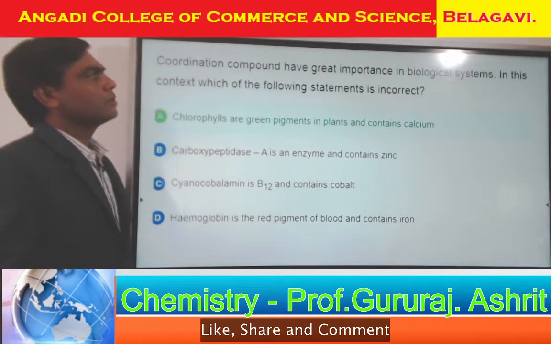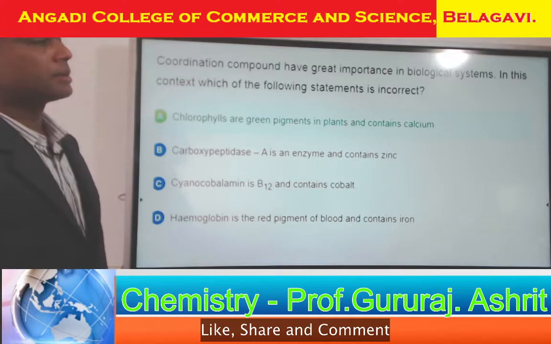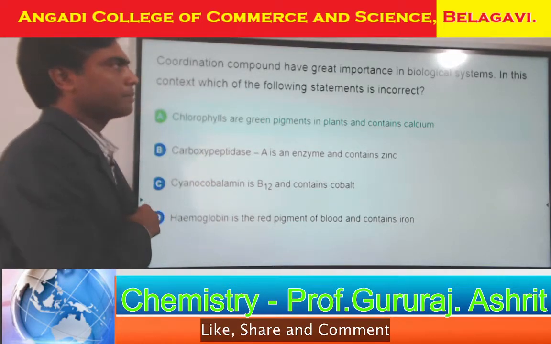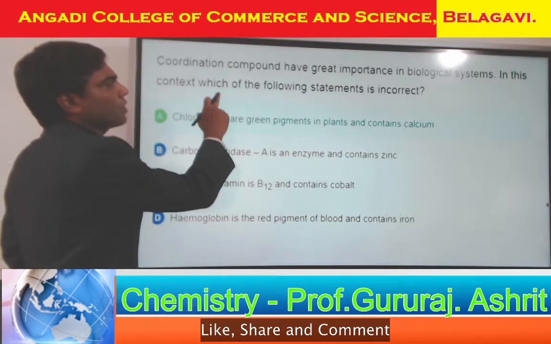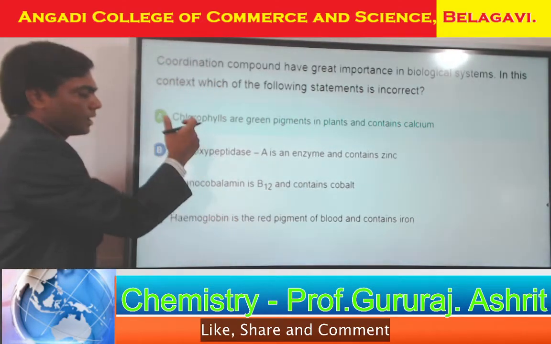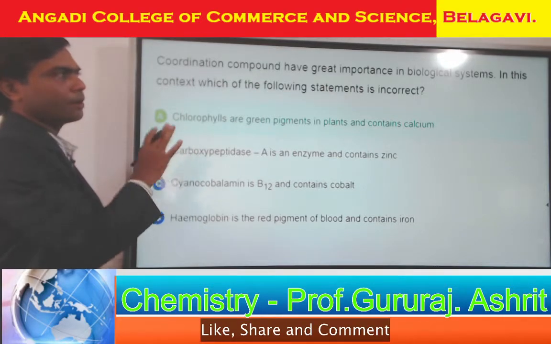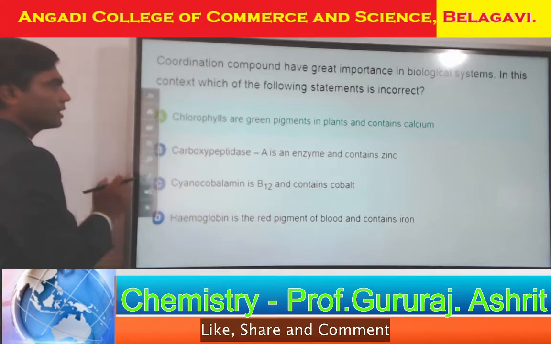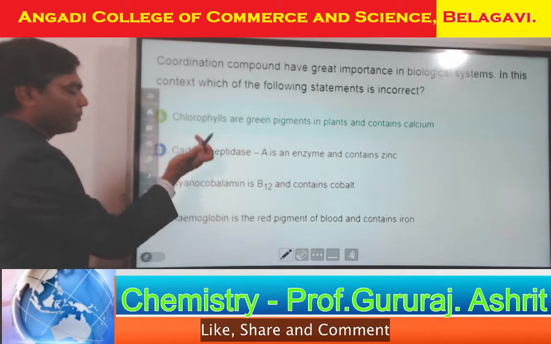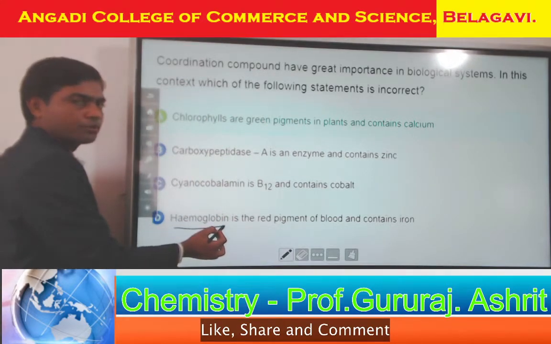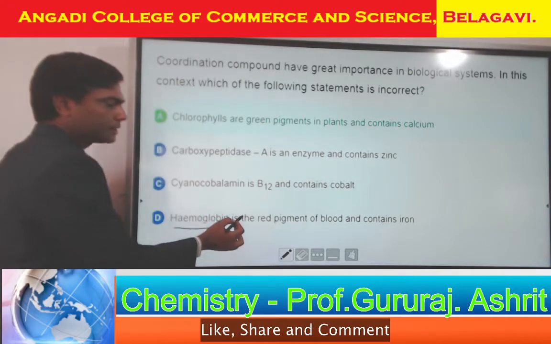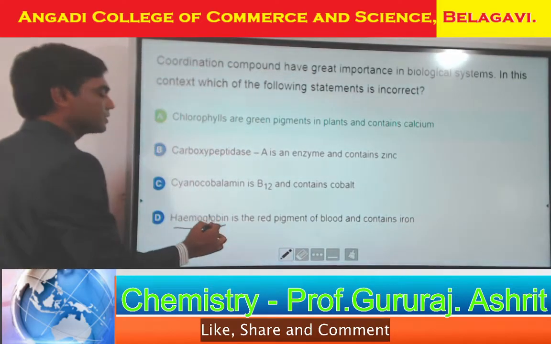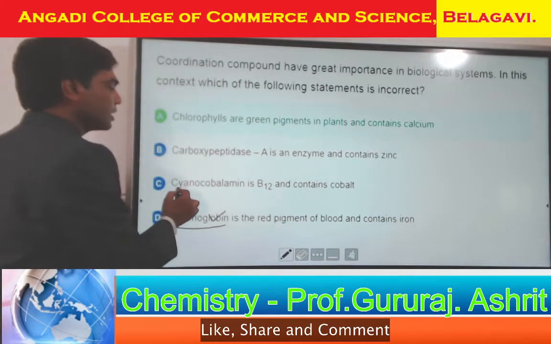Coordination compounds have great importance in biological systems. This question is related to the application of coordination compounds. In this context, which of the following statements is wrong? He has given four options. You have to identify the wrong statement related to biochemistry. Okay, I will go from the bottom. Hemoglobin, which is present in the blood, is the red pigment of blood and contains iron. This is a correct option.